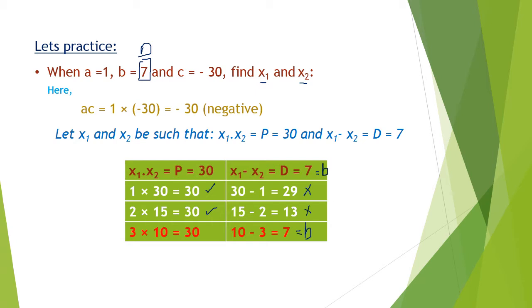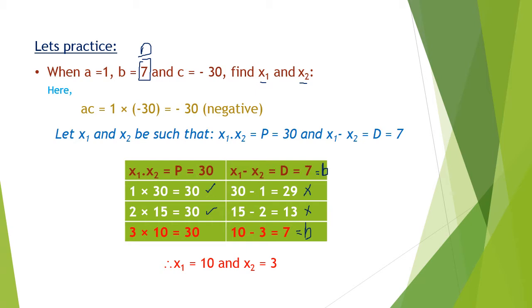So don't get confused with all these letters, okay? You just have to remember that we have to find the difference of two numbers, and the value of the difference must be equal to B. Now our two numbers are 10 and 3. The bigger number always goes first, so 10 and 3.